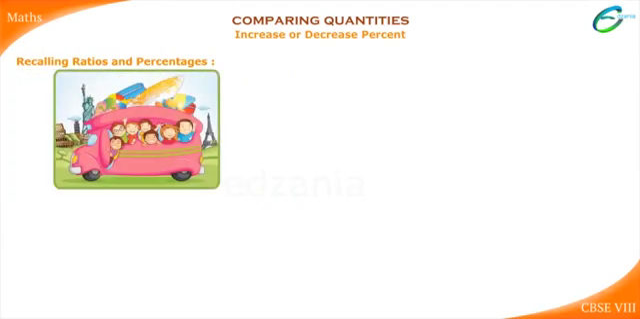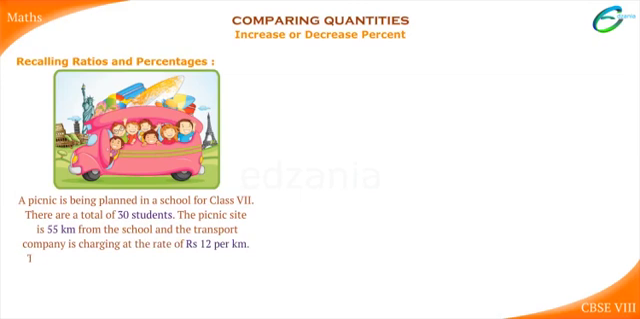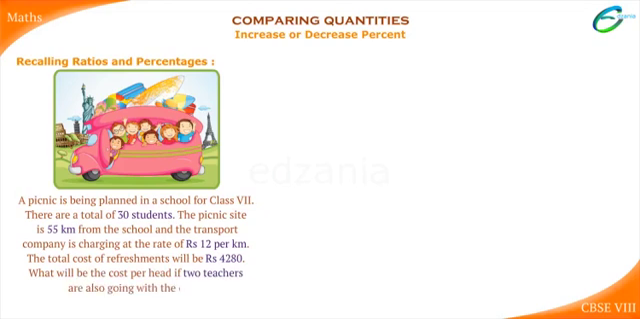Here we have another problem to solve. A picnic is being planned in a school for class 7th. There are a total of 30 students. The picnic site is 55 kilometers from the school, and the transport company is charging at the rate of ₹12 per kilometer. The total cost of refreshments will be ₹4,280. What will be the cost per head if 2 teachers are also going with the class?